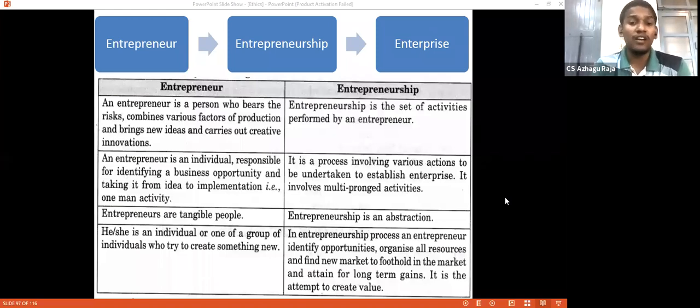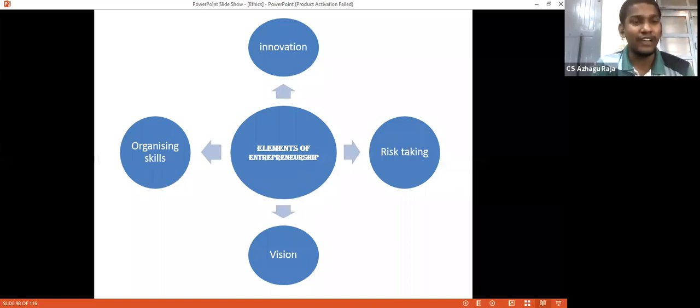He's an individual or one of a group of individuals who try to create something new. In the entrepreneurship process, an entrepreneur identifies opportunities, organizes all resources, and finds a new market to get a foothold in the market and attain long-term gains. It is an attempt to create value. So far we have seen how the term evolved, from where it evolved, what the characteristics are, and the difference between entrepreneurship and enterprise. That is what we have also seen.